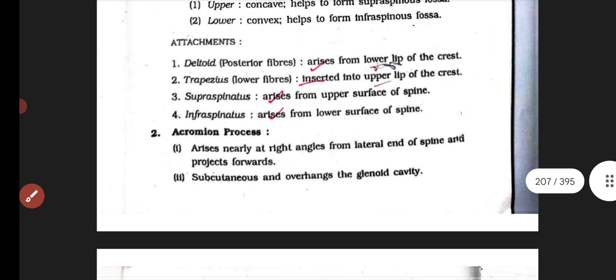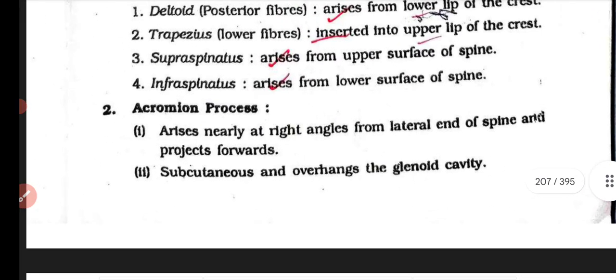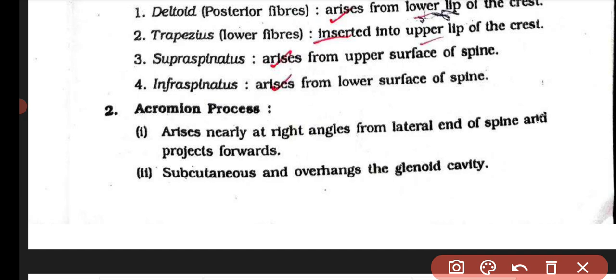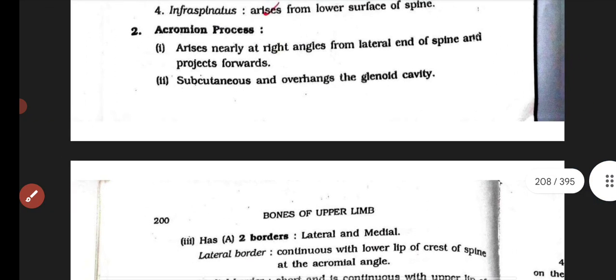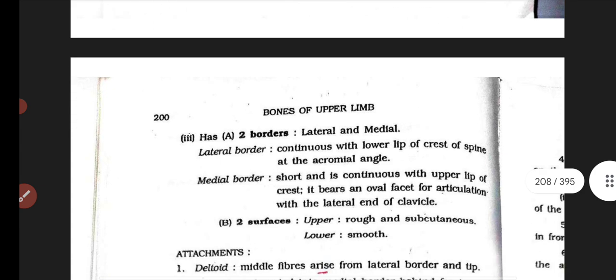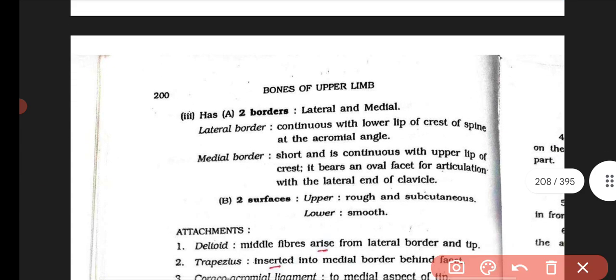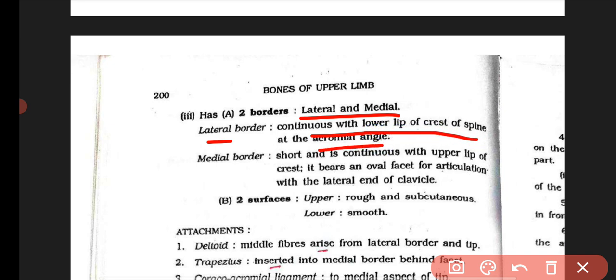Now, the second process is the acromion process. The acromion process arises nearly at a right angle from the lateral end of the spine and projects forward, and it is subcutaneous and overhangs the glenoid cavity. It also has 2 borders, lateral and medial. The lateral border continues with the lower crest of the spine at the acromial angle, and the medial border is short and continuous with the upper lip of the crest. It also has two surfaces, upper and lower.